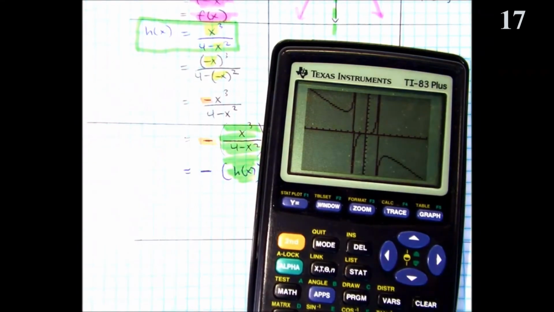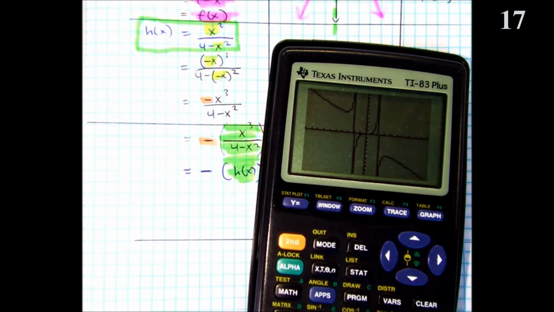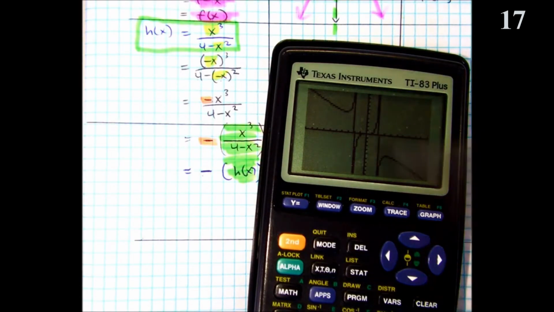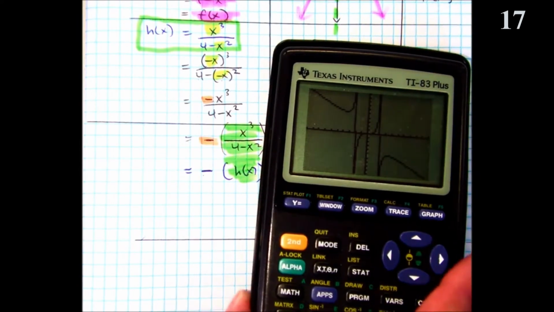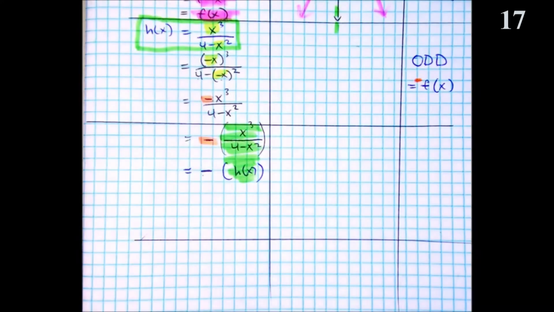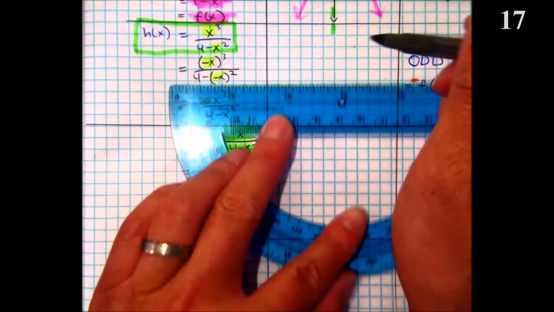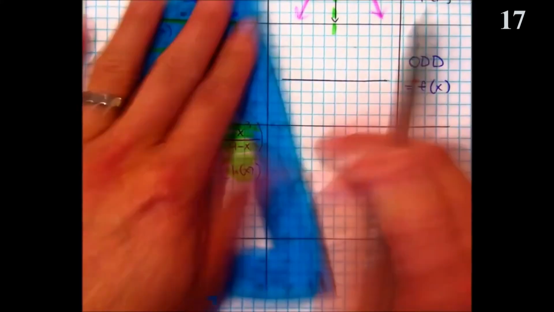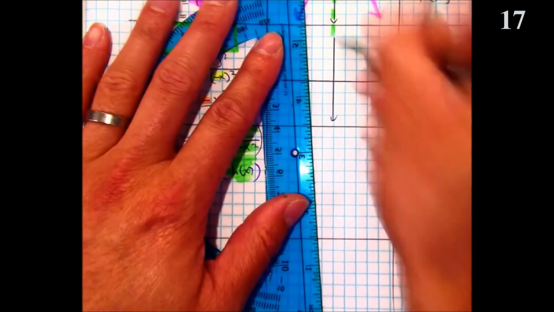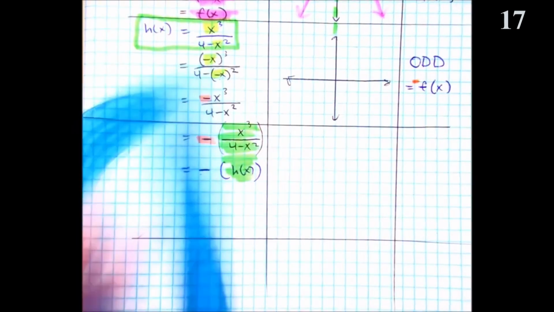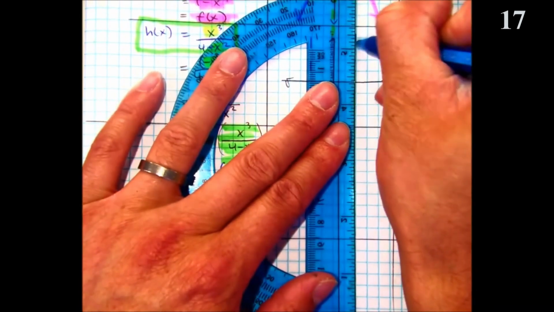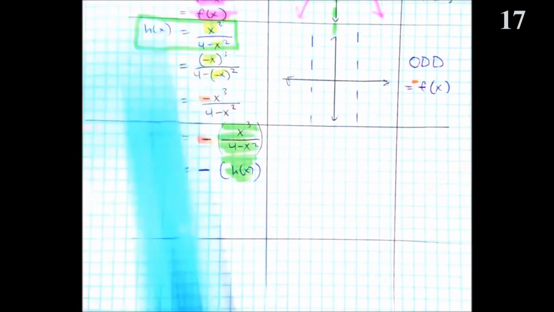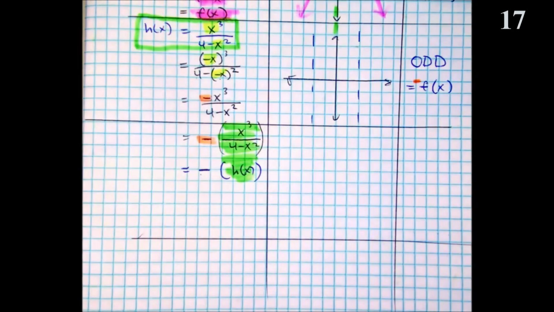Now tomorrow's lesson will be about actually how to find the horizontal and vertical asymptotes. But for now we can do some sketching. You'll probably notice some vertical asymptotes at 2 and negative 2. Let's go ahead and sketch that. Remember, the big idea is just kind of a quick sketch. So I have vertical asymptotes. Let's graph this in blue.